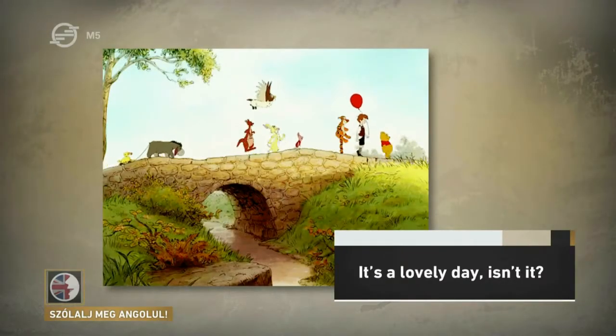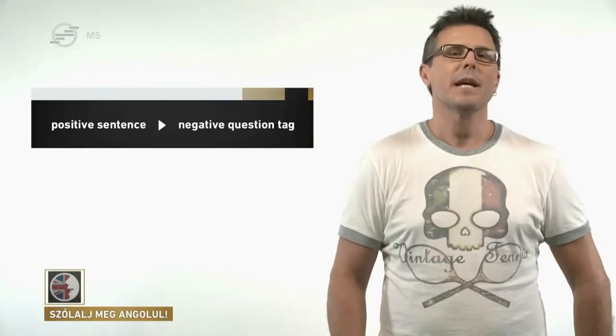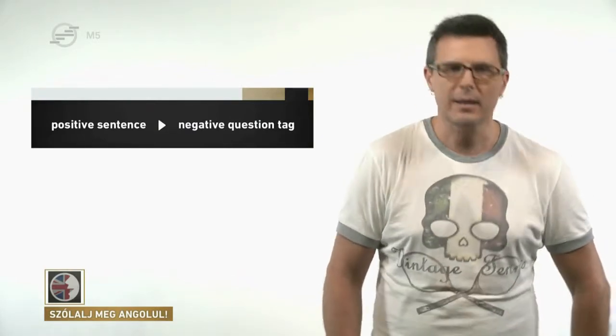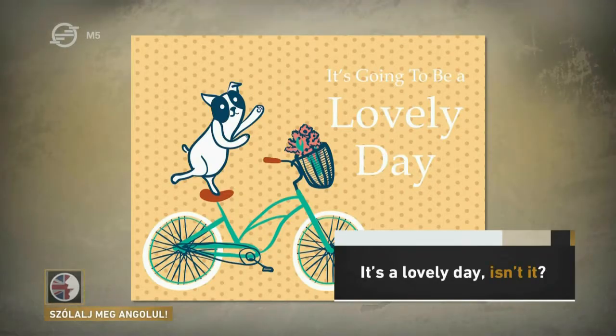We looked at mini questions, question tags, didn't we? And we saw how we normally add a question tag to the end of a sentence. It's a lovely day, isn't it? When we use question tags, we have to be careful of one thing. If the sentence is positive, we use a negative question tag, like this. It's a lovely day, isn't it? So in that example, the sentence is positive and the question tag, isn't it, is negative.